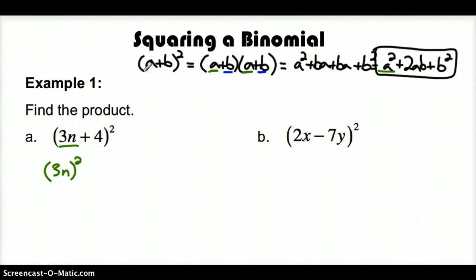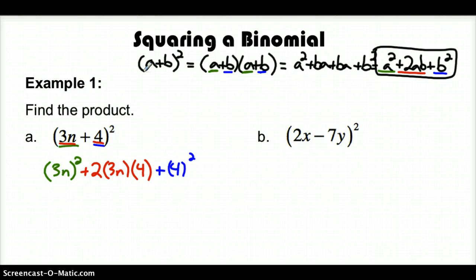So we've done this part. Maybe I'll underline this part in red. So we have the plus 2ab part, right? So I'm going to write plus 2 times a, which our a term again is 3n, times our b term here, which is 4. Okay, and at this point, we're then going to say plus b squared, right? Our b term here is 4, so we're going to say plus 4 squared.